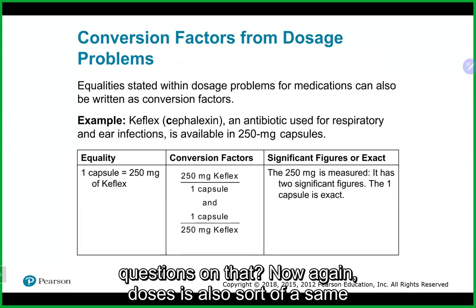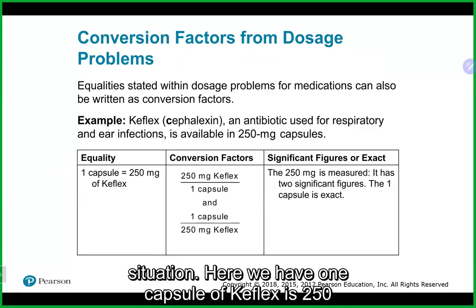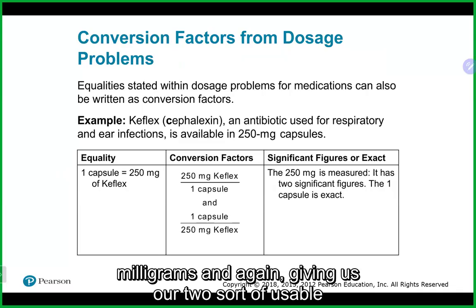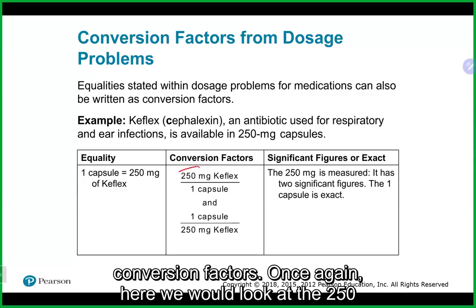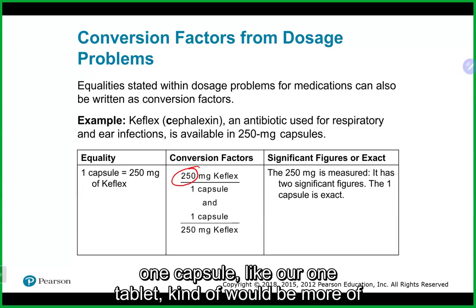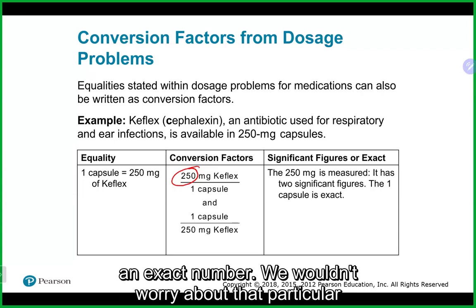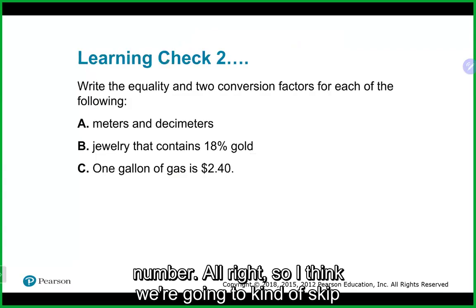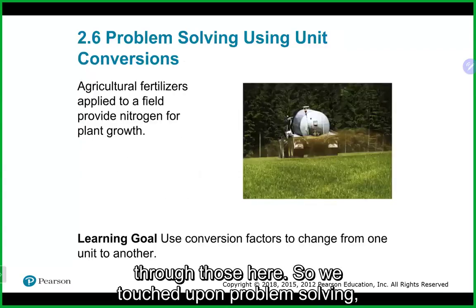Now, doses are also sort of the same situation here. We have one capsule of Keflex is 250 milligrams, again giving us our two usable conversion factors. Once again, here we would look at the 250 having two significant figures. And obviously here again, the one capsule, like our 1 tablet, would be more of an exact number. We wouldn't worry about that particular number. All right, so I think we're going to skip through those here.